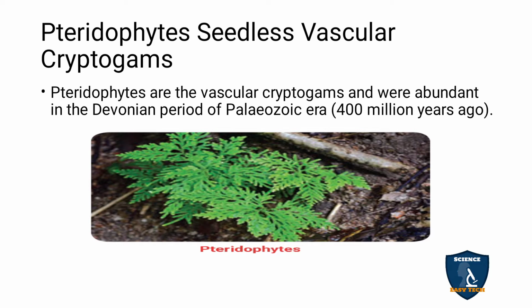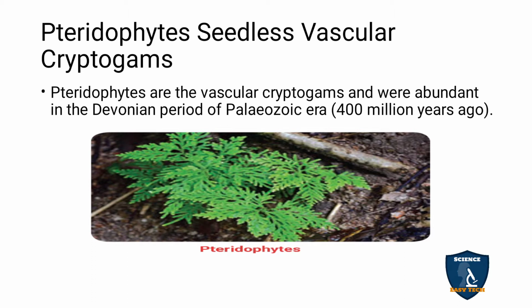In bryophytes, you have seen there is no vascular tissue system. But here in pteridophytes, the vascular tissue system was developed. And this plant doesn't have seeds. So, they are called seedless vascular cryptogams.